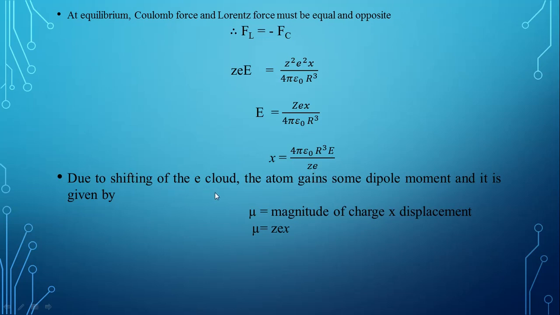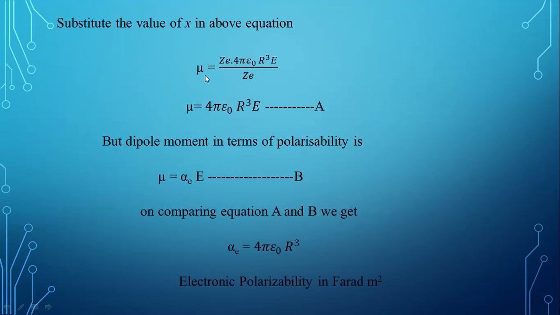Due to the shifting of the electron cloud, the atom gains some dipole moment. That dipole moment is equal to the magnitude of the charge into the distance separating the dipoles. Here the magnitude of charge is Ze and the distance of separation is x. Now we substitute the value of x here. We get the dipole moment mu equal to Ze into 4 pi epsilon naught r cube E divided by Ze. Cancelling these two Ze, we get 4 pi epsilon naught r cube into E. Name it as equation number A.